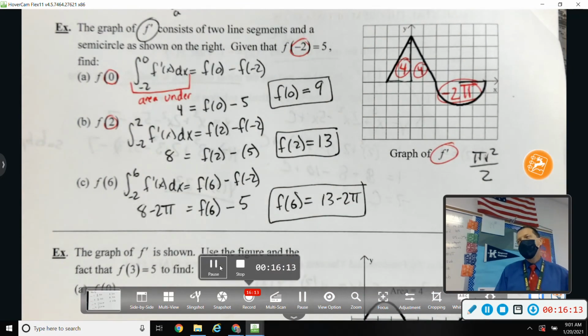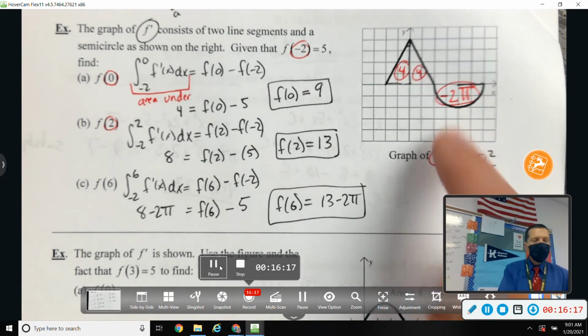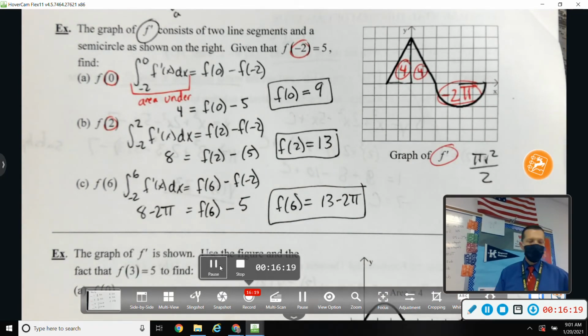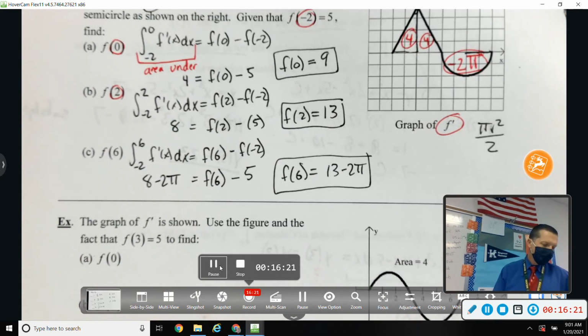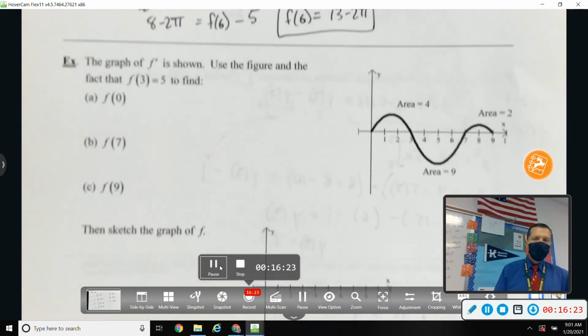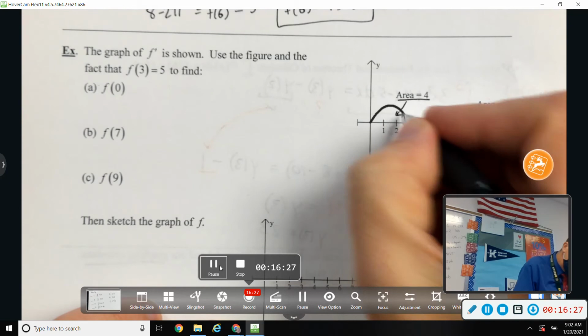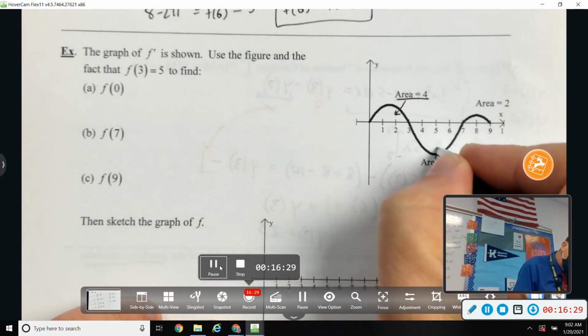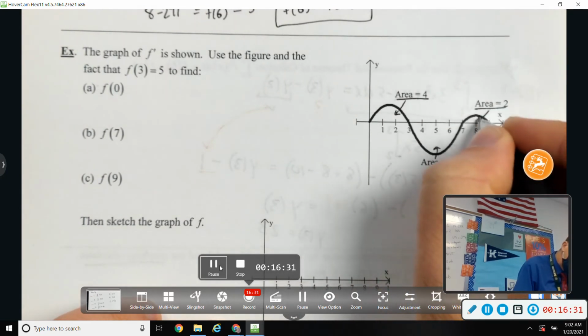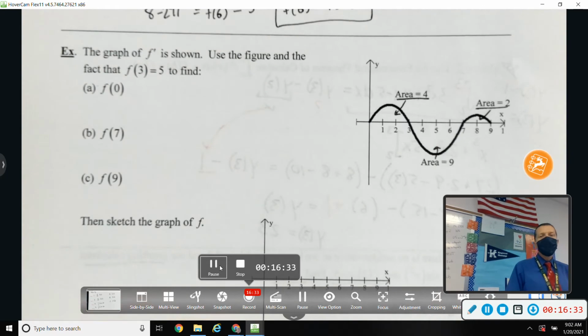But the big thing to be careful about on that one is that 2 pi was underneath, so it's negative. Next example is pretty similar. I don't know if this is clear. That area is 4. That area is 9. That area is 2. Now, before we even get started, same issue.